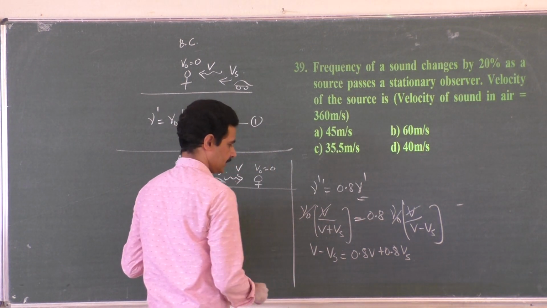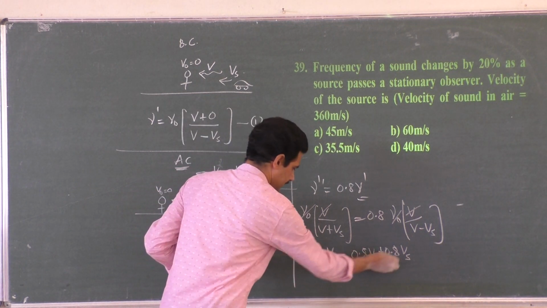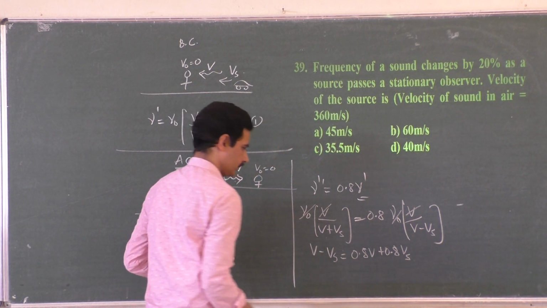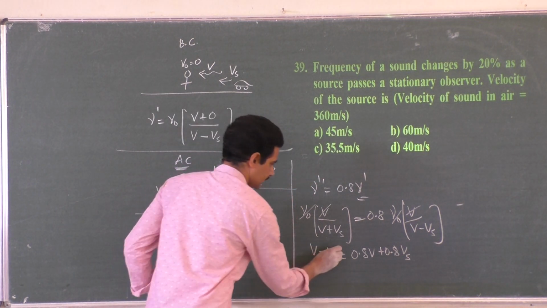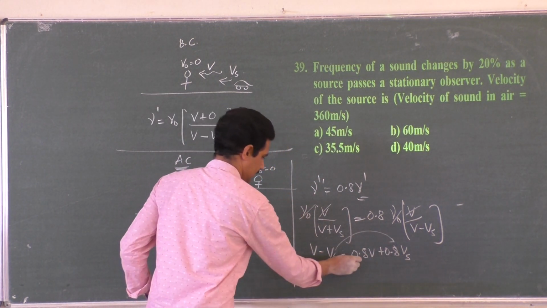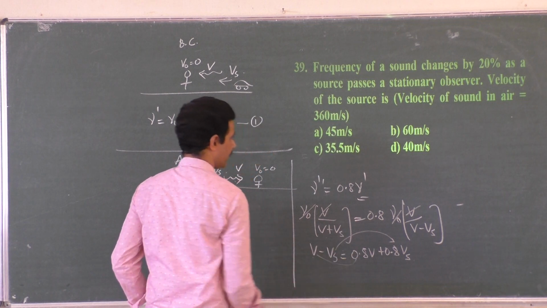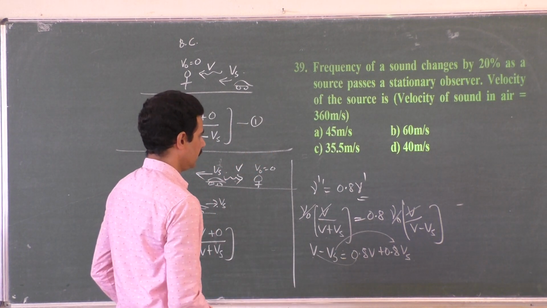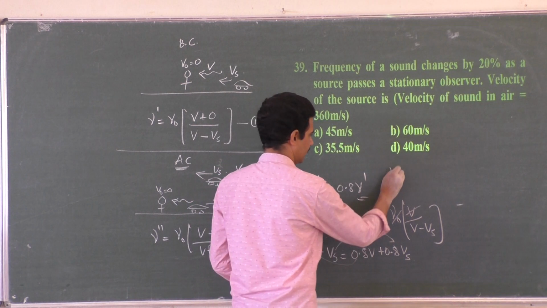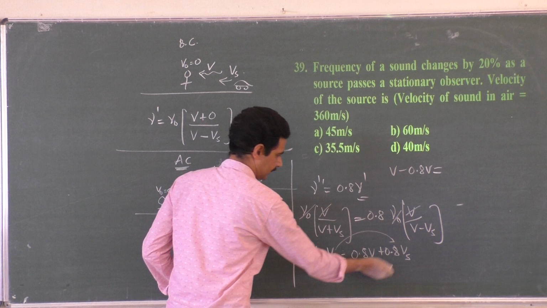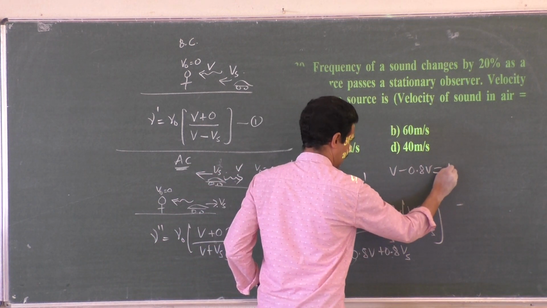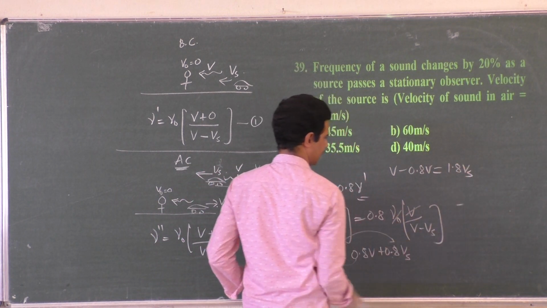V minus Vs. What else we can do? I can bring this 0.8 here, V there. Minus Vs here and plus 0.8 Vs here. This one here. So V minus 0.8 V. Where should I write? Shall I write it here? V minus 0.8 V is equal to, this has come here, this one positive, 1.8 Vs. I'll directly write it.